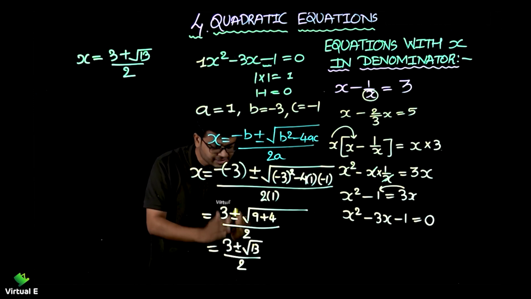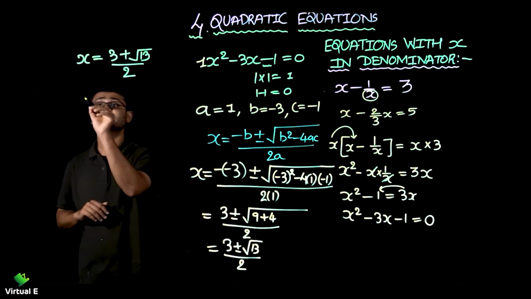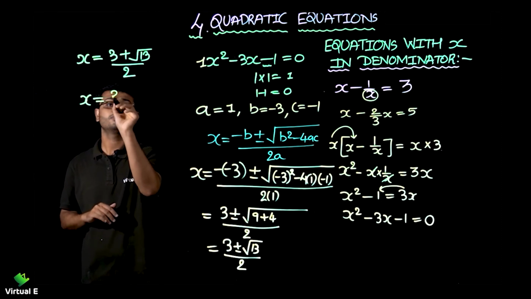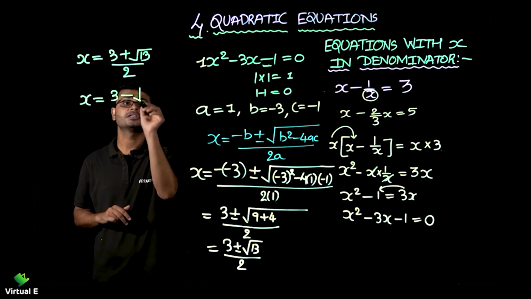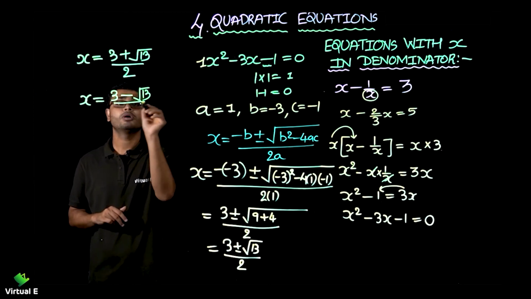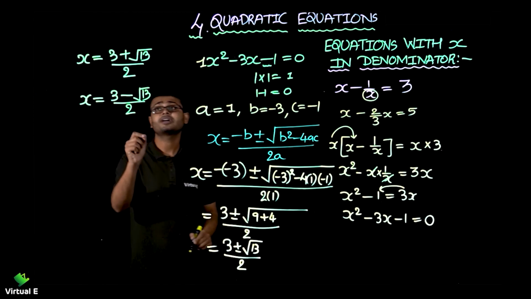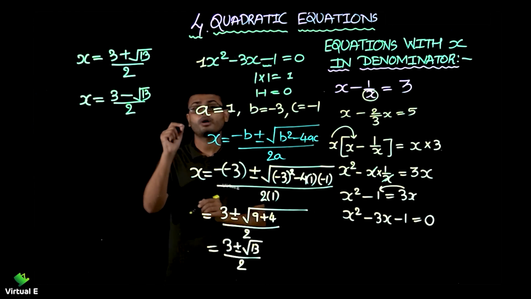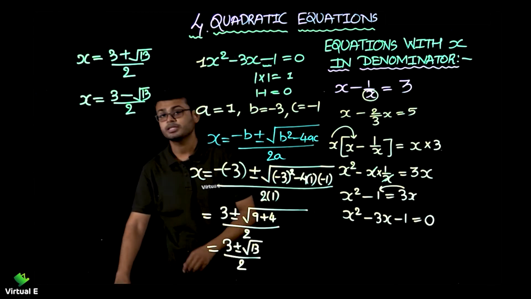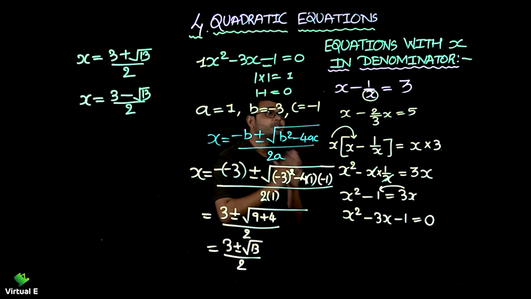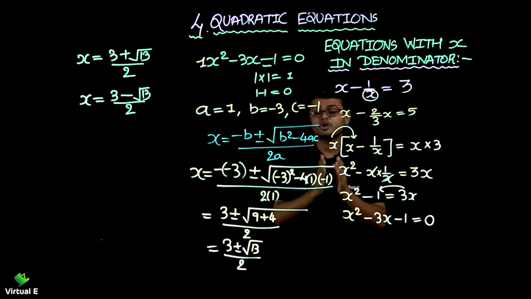Now let's take the second case, negative. That is x is equal to 3 minus square root of 13 over 2. So these are my 2 solutions of the quadratic equation. Let's recall the steps. What is the speciality of this sum? First of all, let's talk about it.